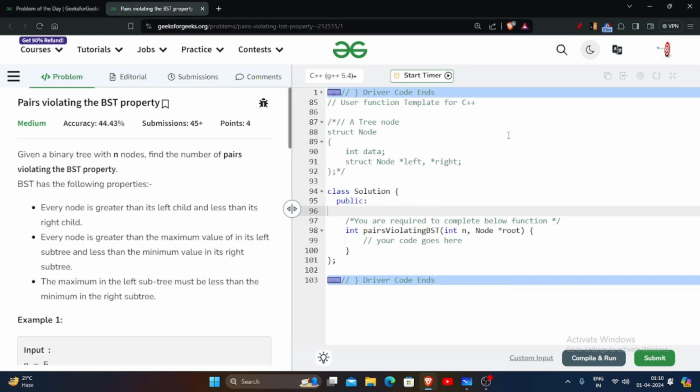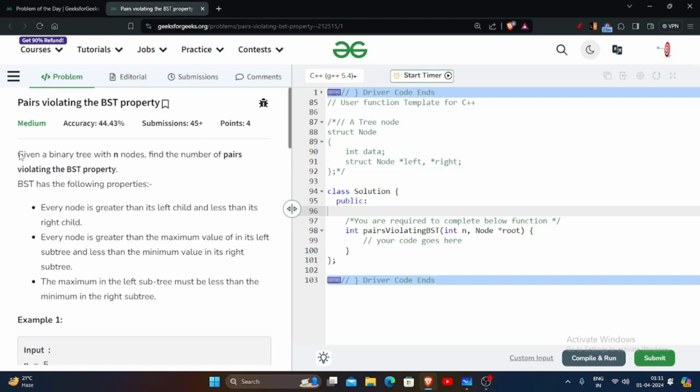So today we will solve yet another amazing problem, and the problem is pairs violating the BST property. For the past 2 days we are solving problems on BST, and this is another problem that is going to be solved keeping the property of BST in mind. So let's see the problem.